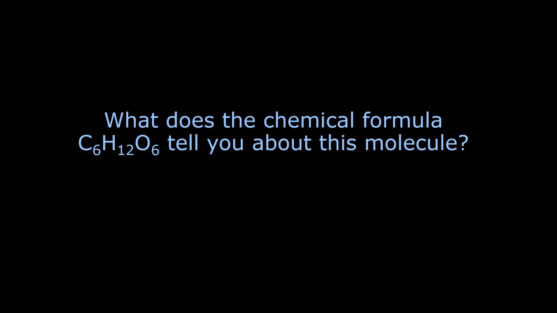What does the chemical formula C6H12O6 tell you? Well, it tells me a lot of things. It's got 6 carbons, 12 hydrogens, 6 oxygens. It tells me it's a hexose. It tells me it's a sugar. There's a lot of things I can tell about it from studying it, but let's see what our choices are.